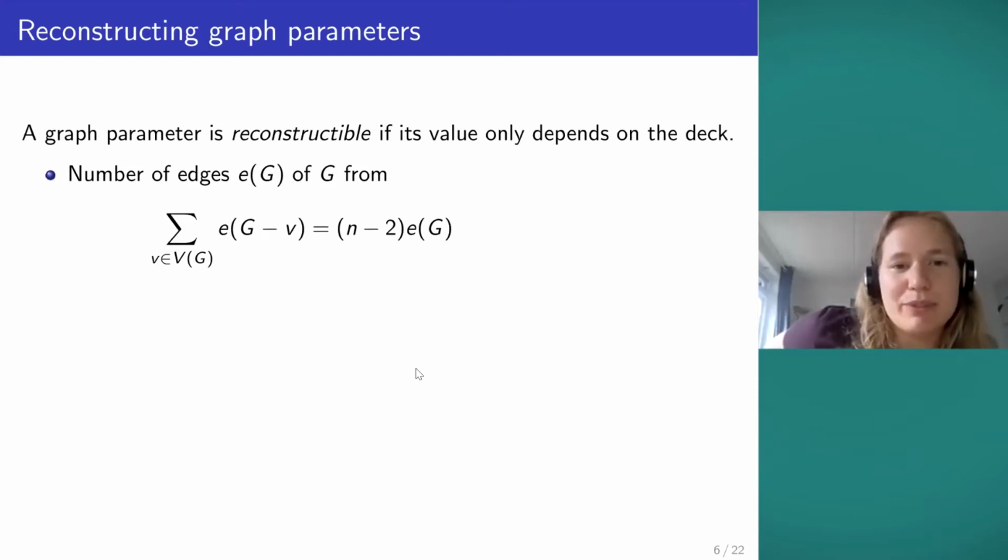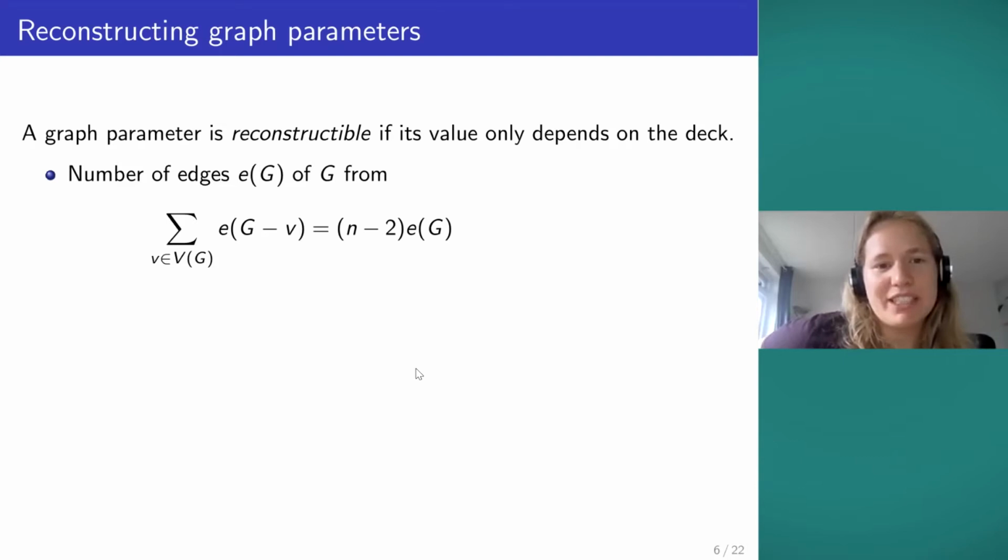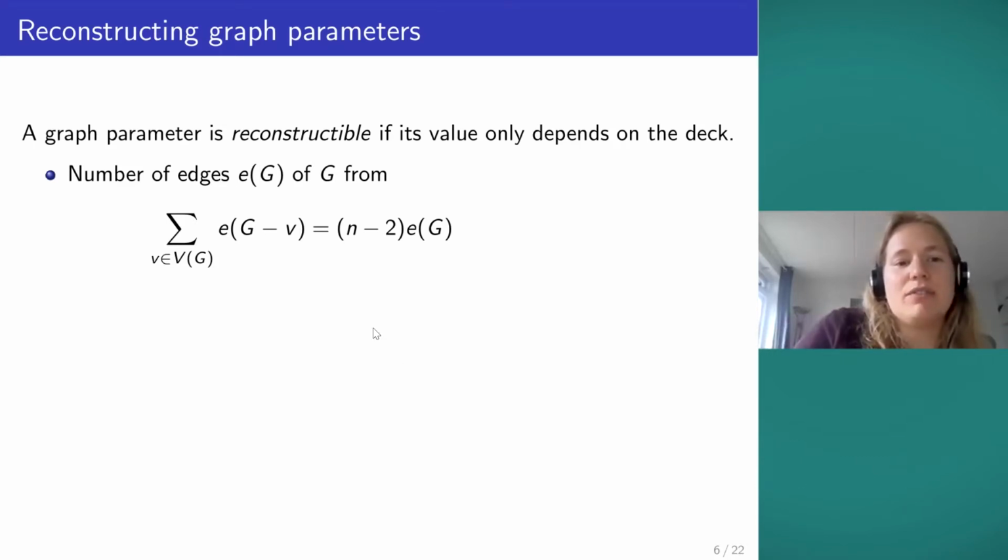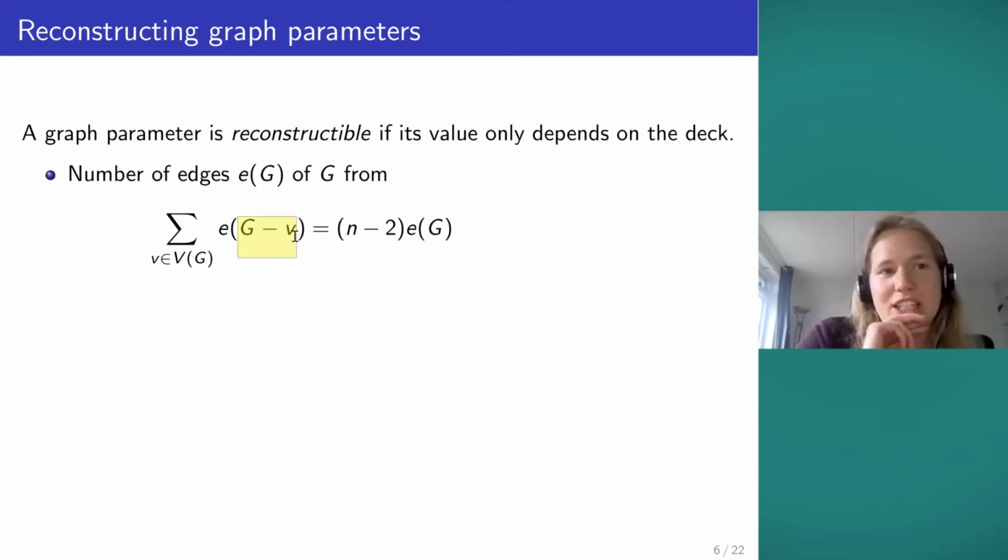So we say that a graph parameter is reconstructible if its value only depends on the deck. So what does that mean? Well, suppose we want to reconstruct the number of edges in the graph. We are given the deck of cards, so we can compute the number of edges on any card. And if we think about it, each edge appears on almost every card, apart from two specific cards, namely those of its two endpoints.